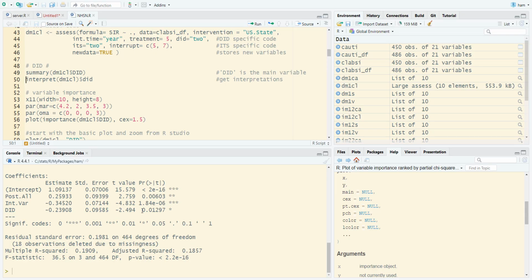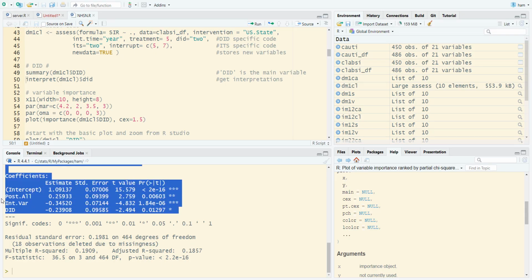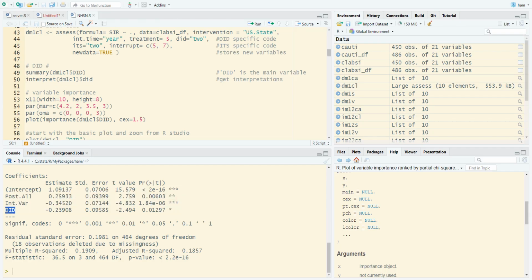Okay, so we can see that we have 4 coefficients. The top one is our intercept. The bottom 3 are the variables that were created through the assess function. The main one that we want to focus on is the DID. That's our interaction, and it shows that value is negative 0.23908. It's significant at an alpha level of 0.05, so that p-value is less than 0.05.